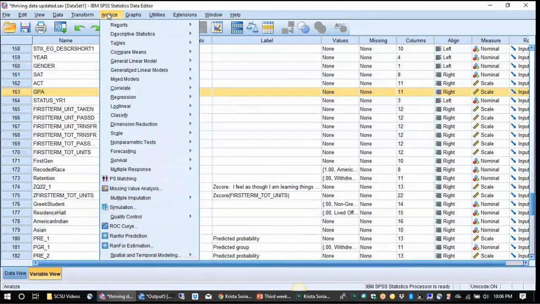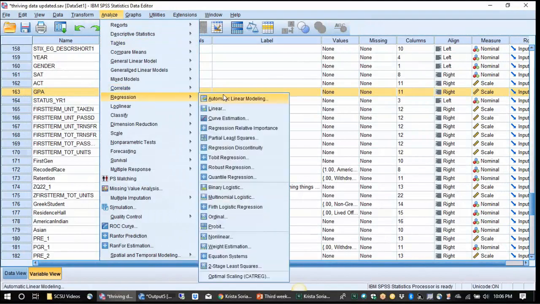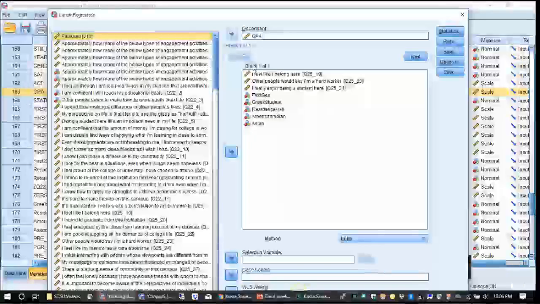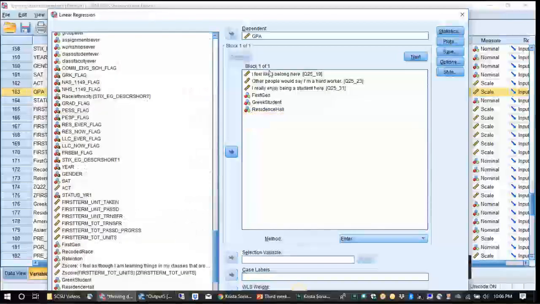So under Analyze and Regression, we're going to choose Linear Regression. And what I'm going to do here is just predict GPA, so that's our dependent variable, by a variety of other factors that I have here in my data. So first I want to share that you can enter in as many variables as you like, but when it comes to demographic variables, those need to be dummy coded.